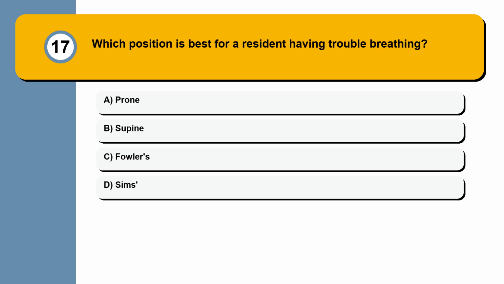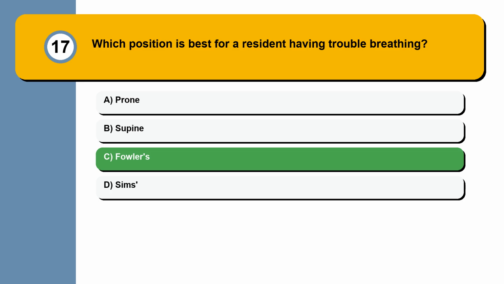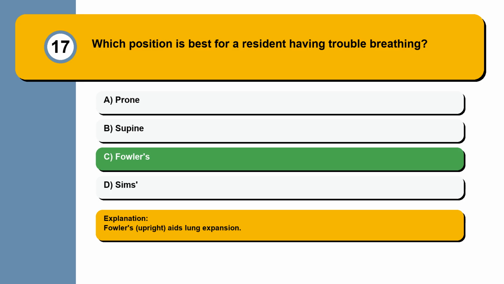Question 17. Which position is best for a resident having trouble breathing? Prone. Supine. Fowler's. Sims. Fowler's, upright, aids lung expansion.